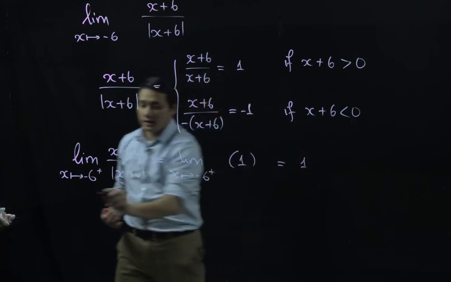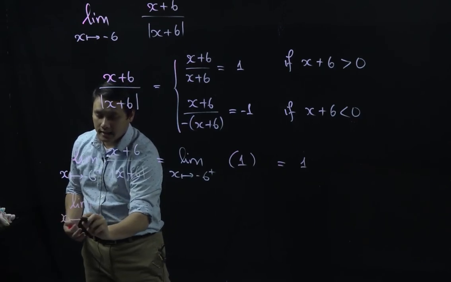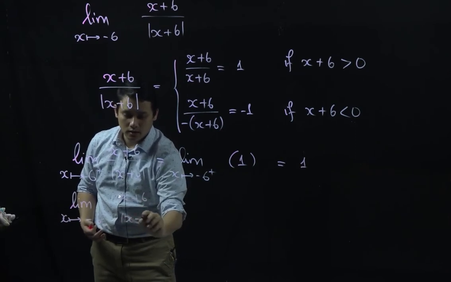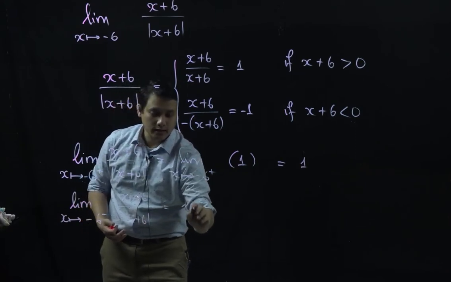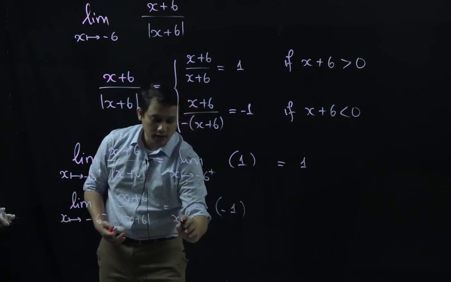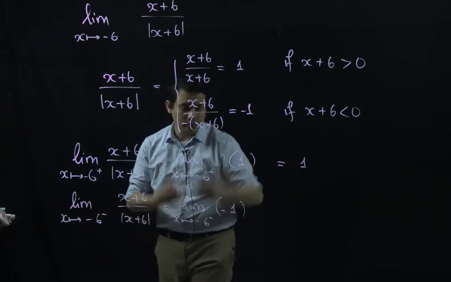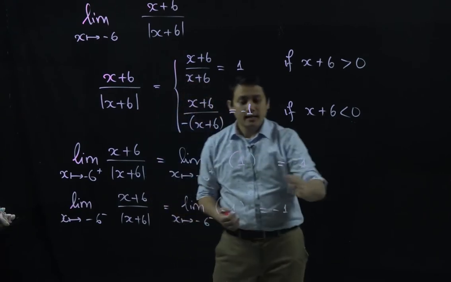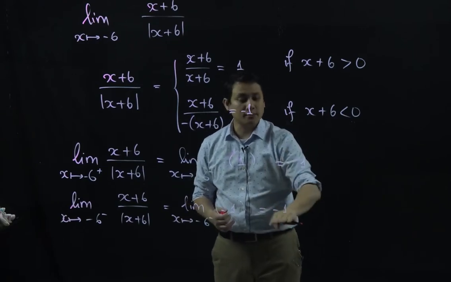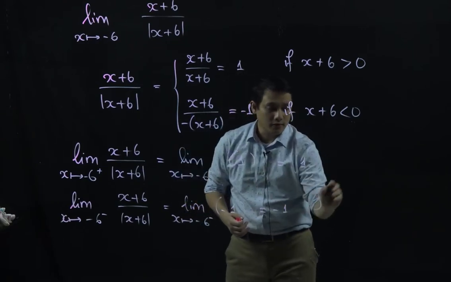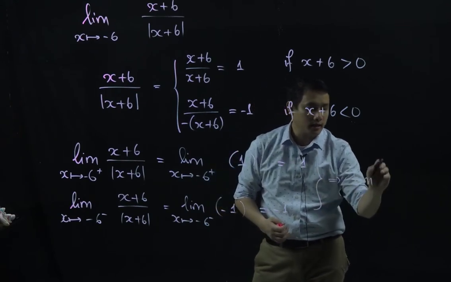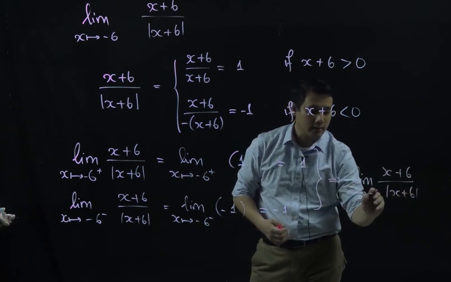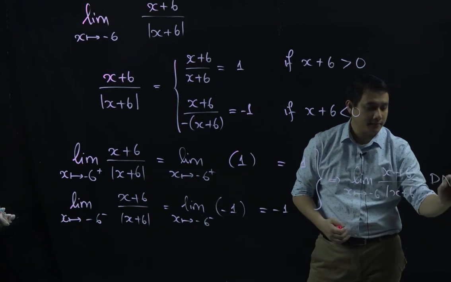You do the same thing and consider the limit of the function as x goes to negative 6 from the left. That limit is equal to negative 1. That indicates that the limit from the right is different from the limit from the left. So therefore, you conclude that the limit of the function as x goes to negative 6 does not exist.